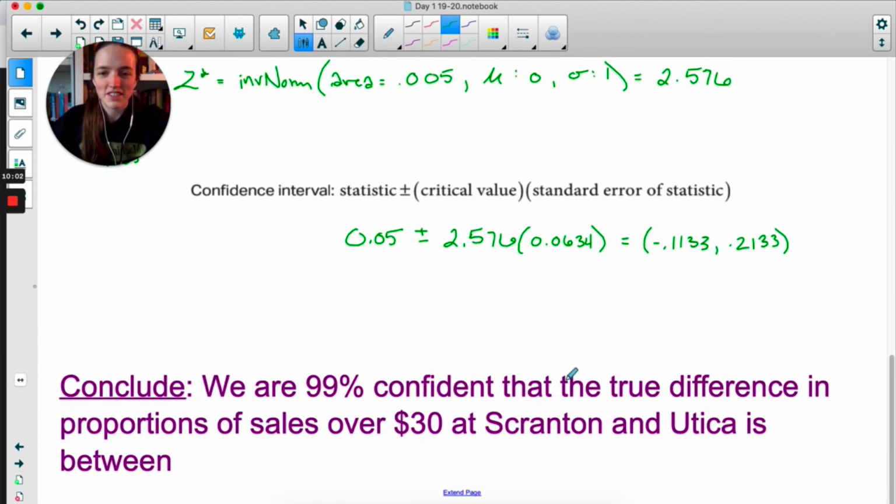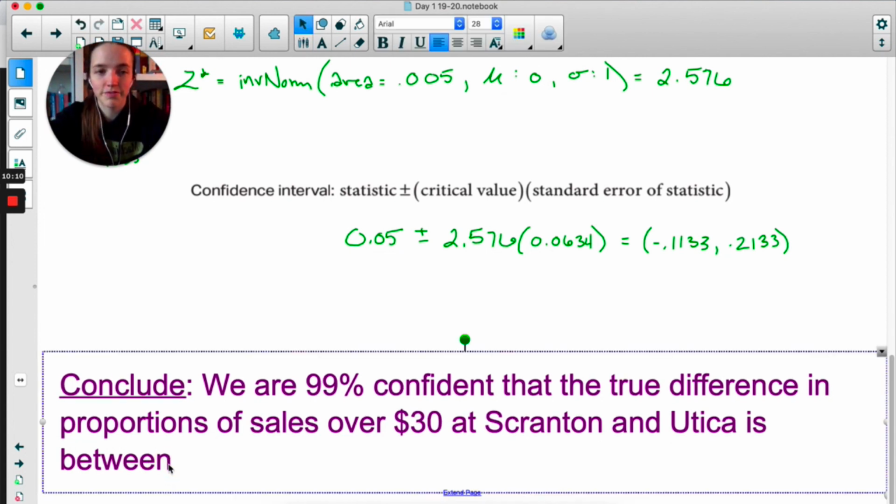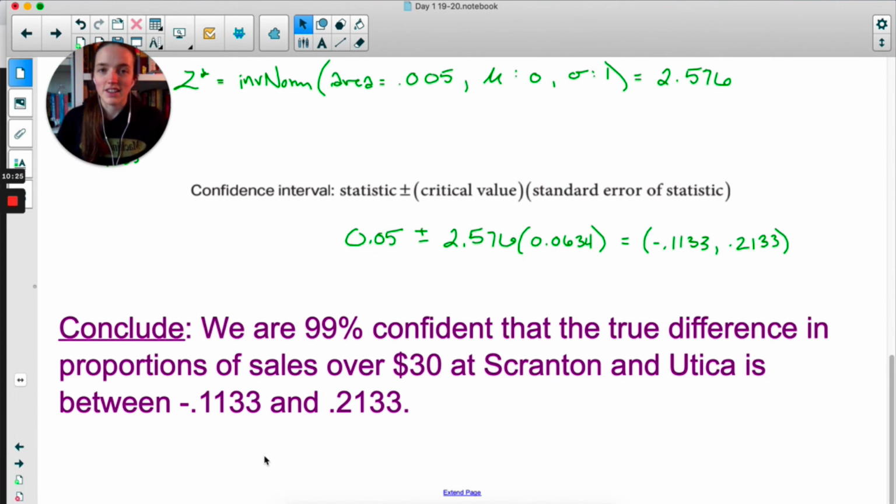All right, now we get to the conclusion. We are 99% confident that the true difference in proportions of sales over $30 at Scranton and Utica is between negative 0.1133 and 0.2133. I've got the context. I've mentioned that this is the proportion of sales over $30 at Scranton and Utica, so that's good. This is a perfectly acceptable conclusion.